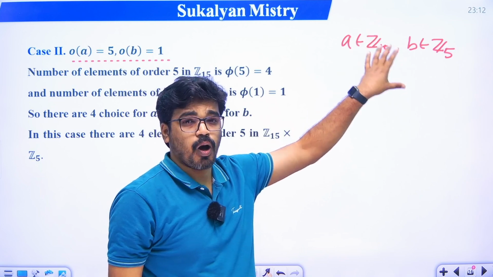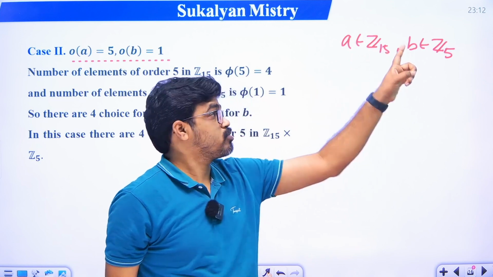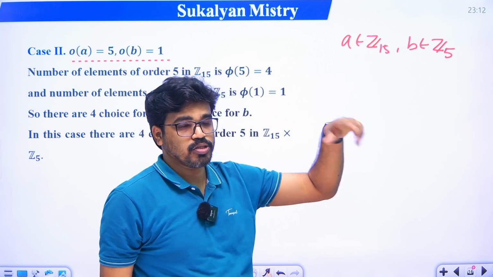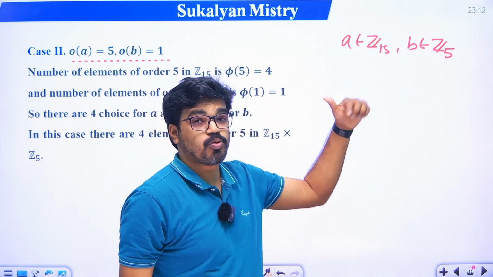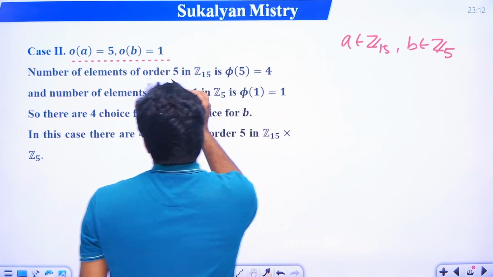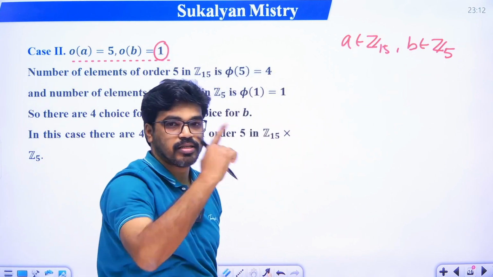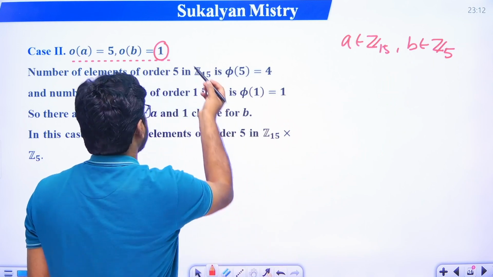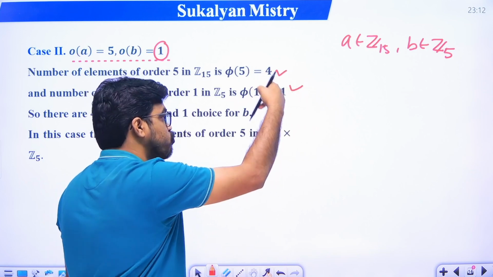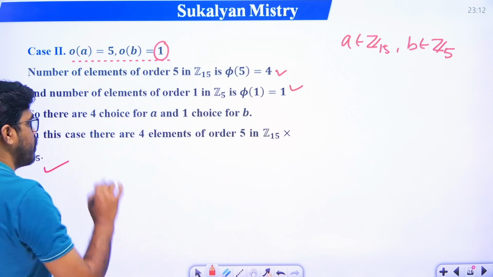The number of elements of order 5 in Z15: 5 divides 15, the order of Z15. So the number of elements of order 5 in Z15 will be phi(5), which is 4, and the number of elements of order 1 in Z5 is phi(1), that is 1. So there are 4 into 1, that means 4 elements of order 5 in Z15 cross Z5.